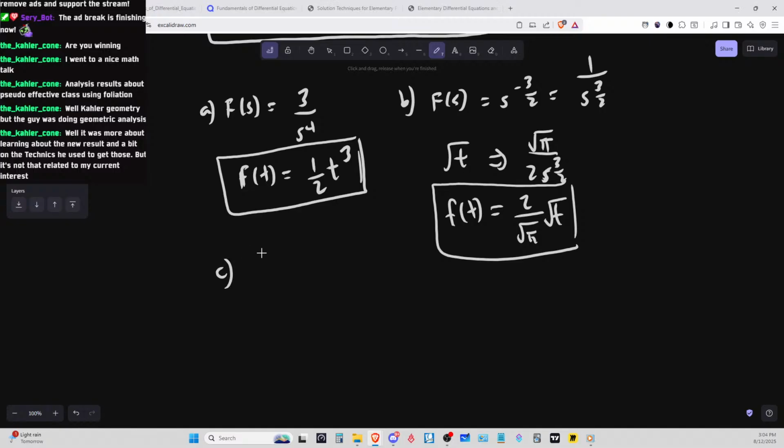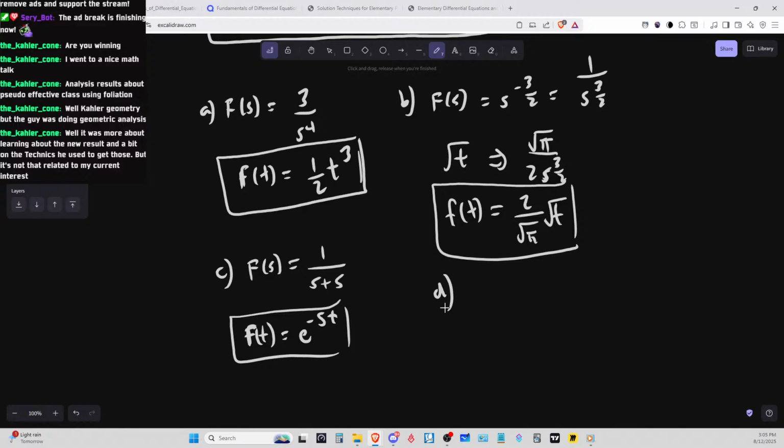So c: F of s is equal to 1 over s plus 5. So I think we know what this one is. This one's going to be e to the minus 5t. Yeah, there's nothing else on it. Yep, that is correct. Okay, at least we remember that. So let's try d. F of s is equal to 1 over s minus 6.